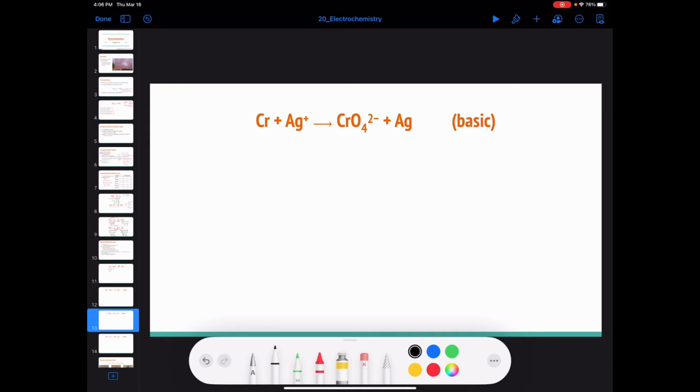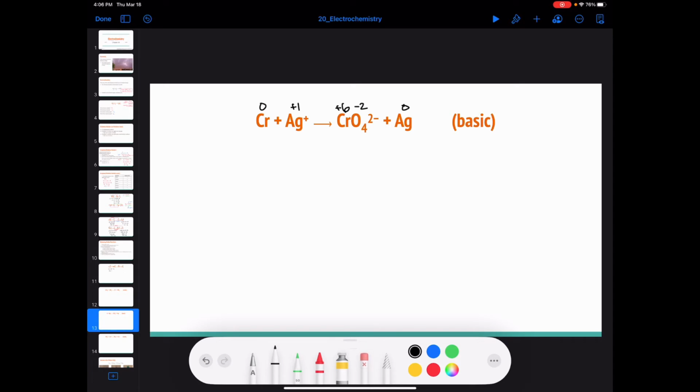So this one's pretty easy because I know this is a 0, this is a plus 1, this is a 0. Oxygen's a negative 2, so chromium minus 8 equals negative 2. Chromium must be equal to a plus 6 in this case. So again, you don't have to do that, but it's a nice way to double check yourself.